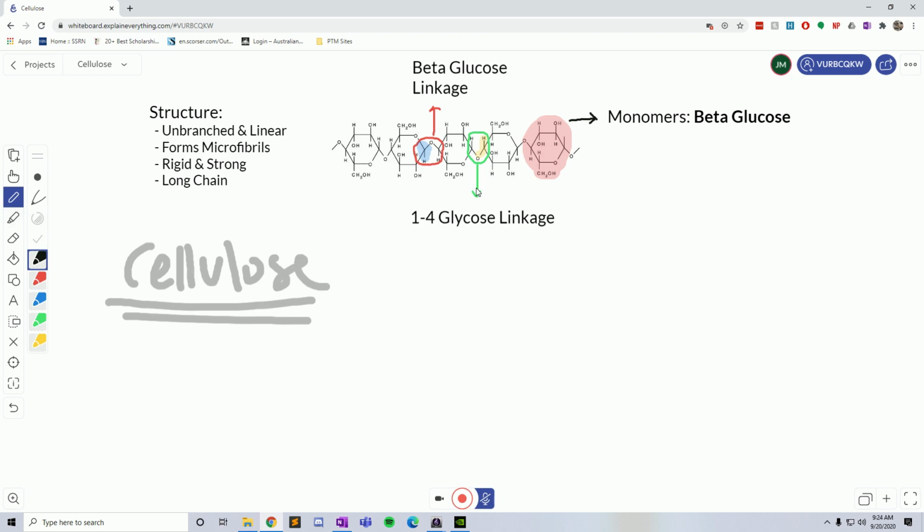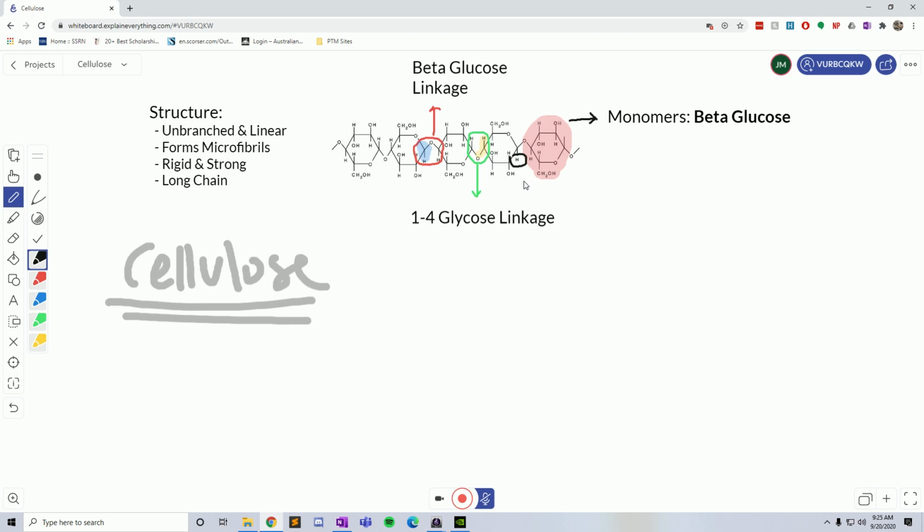Now cellulose, I like to think of it as a beta-glucose version of amylose, except there are some distinctions. So the monomers are beta-glucose. There is, as with amylose, amylopectin, and glycogen, the 1,4 glycosidic linkage. However, each of the monomers, because the monomers have their H's pointing down, as can be seen here, they form beta-glucose linkages instead of alpha-glucose linkages.